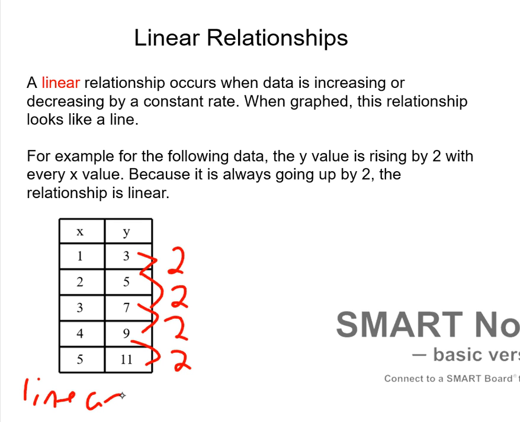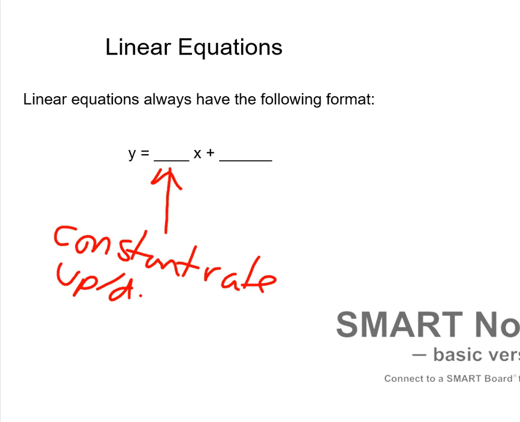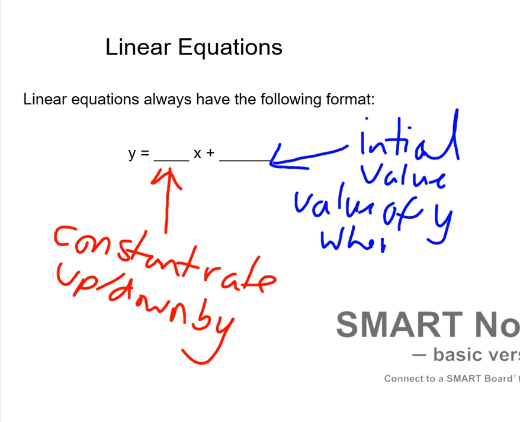Now, when it's linear, we know we could come up with the equation, right? Linear equations always have this format: something x plus something, or something x minus something. Remember, this one we learned was the constant rate, and that's just what you're going up or down by. And this one was the initial value. That was really the value of y when x is 0. That's what the initial value is.